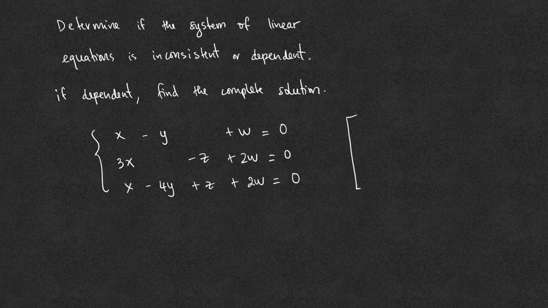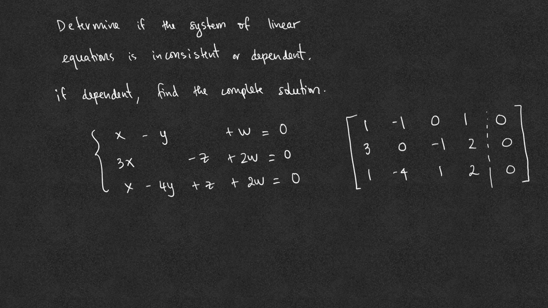The first equation is 1x minus 1y, 0z, and 1w equals 0. The second equation is 3x, 0y, negative 1z, 2w equals 0. The third equation is 1x, negative 4y, 1z, 2w equals 0.